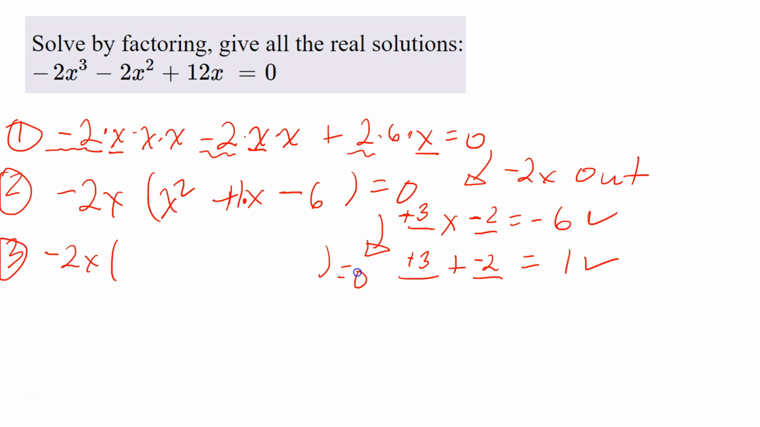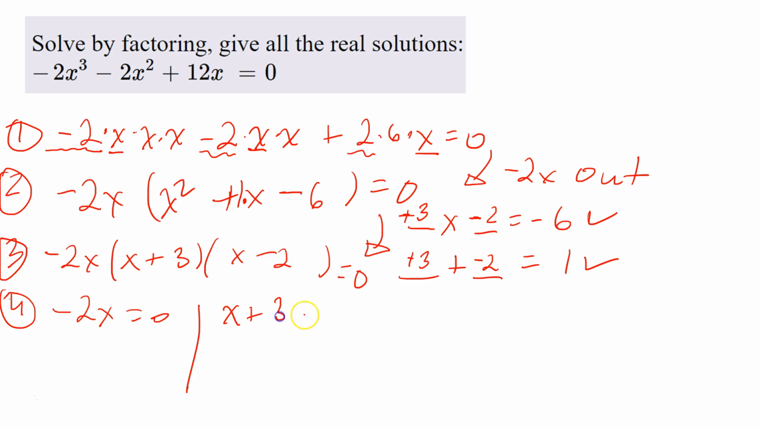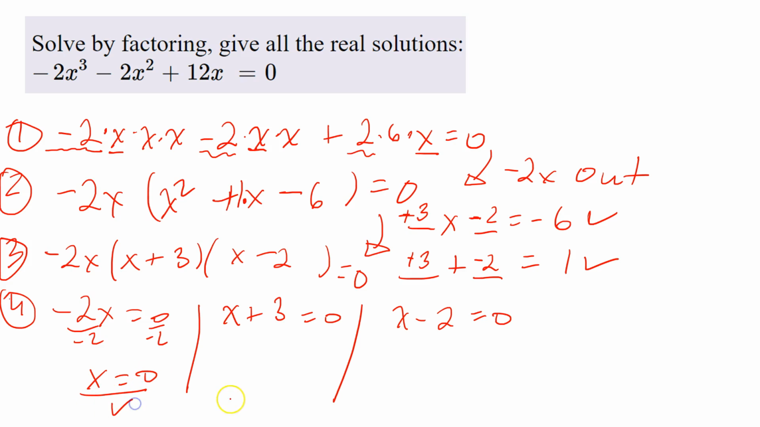And all of this is still set equal to 0. So now you rewrite this. It becomes x plus 3, and then x minus 2 equals 0 still the entire time. All right, now lastly, you apply the principle of zero products. So either negative 2x is 0, or x plus 3 is 0, or x minus 2 is 0. Let's solve this. Negative 2x equals 0 means you divide both sides by negative 2. So x equals 0 is one quantity.